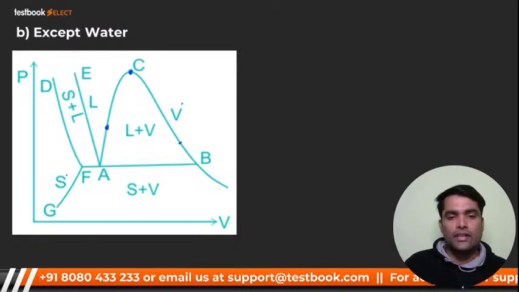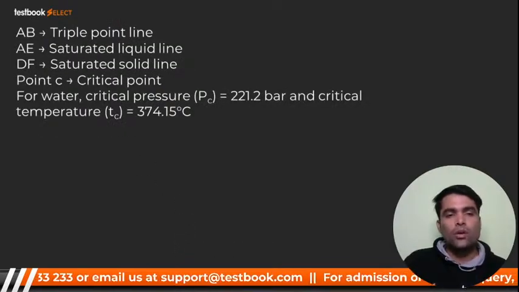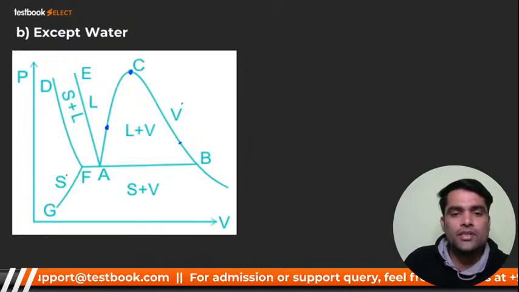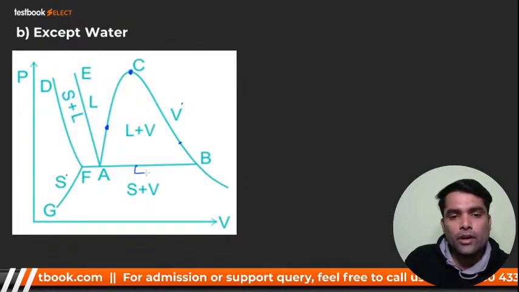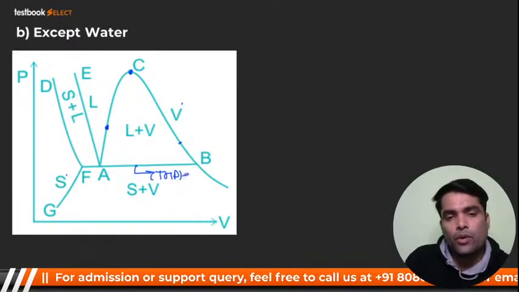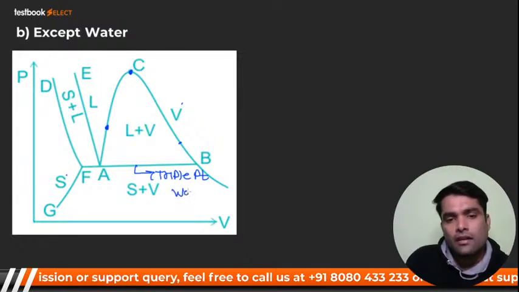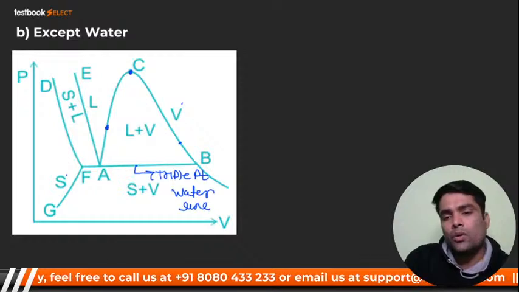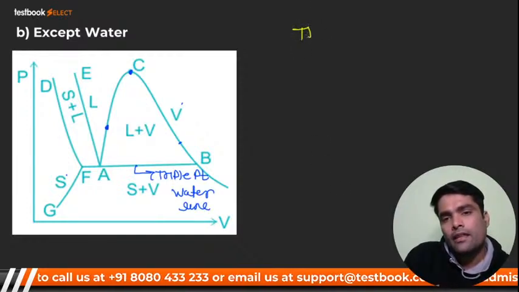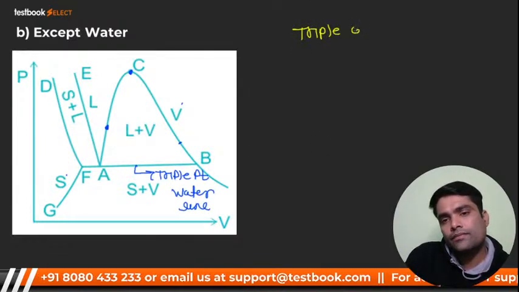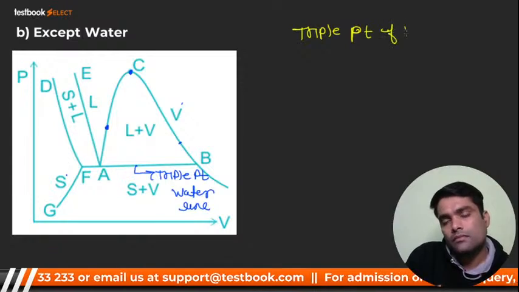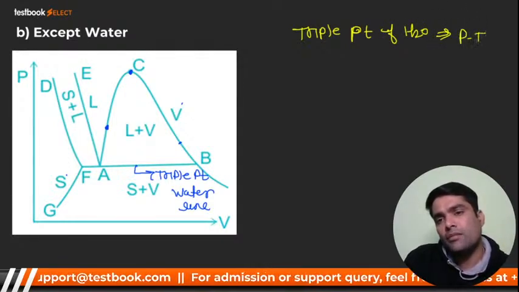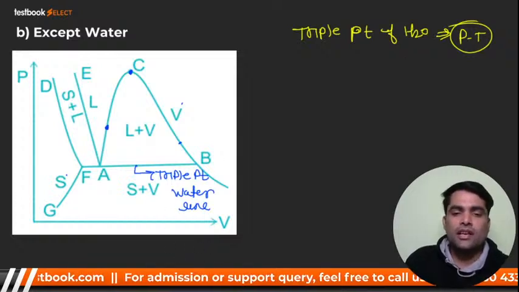Now I'll go for the next. I already told you AB. You can see here AB, and this is the triple point water line. Triple point water line. Remember, the triple point of water, H2O, appears as a point in the PT diagram. It will be visible on the pressure temperature diagram.